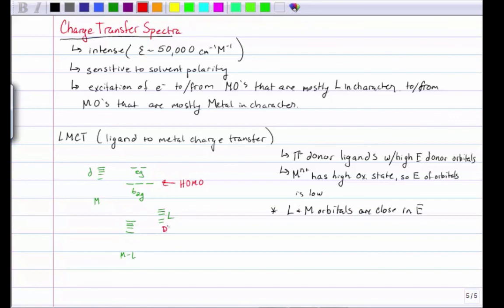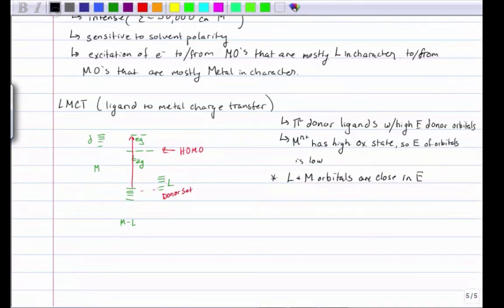So this is your donor set, right? Your pi donor ligands, and the pi donor ligands are of relatively high energy. Your metal is of relatively low energy. So the difference between the EG and the ligand donor set is not very much, and so it's an easily accessible transition. So what this looks like in a cartoon is you have your metal ligand bond. You have ligands with electrons in p orbitals, and you have a metal d orbital that can accept those electrons.